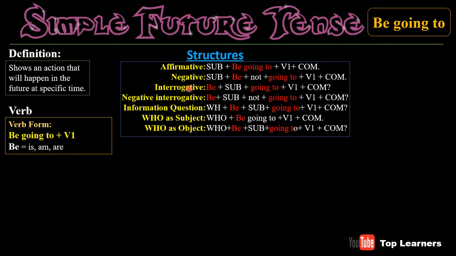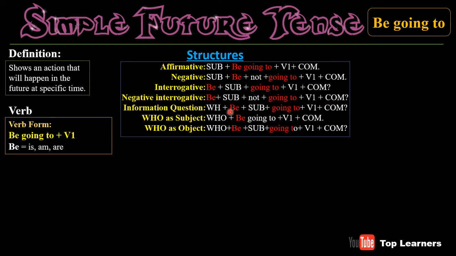For making a question, we bring the to be verb to the beginning: is, am, are at the beginning, and then we use subject, going to, verb 1 and complement. To make negative interrogative, we easily put not after the subject: be, subject, not, going to, verb 1 and complement.